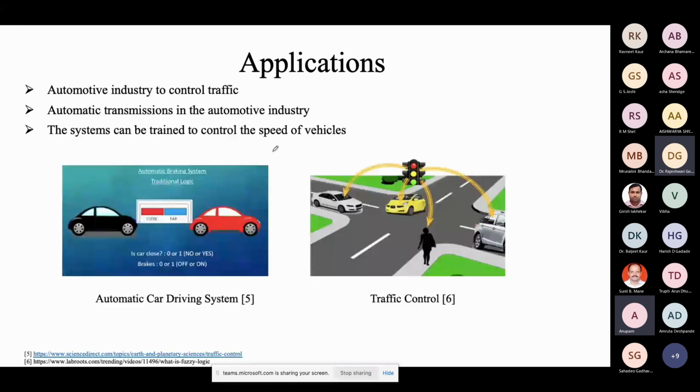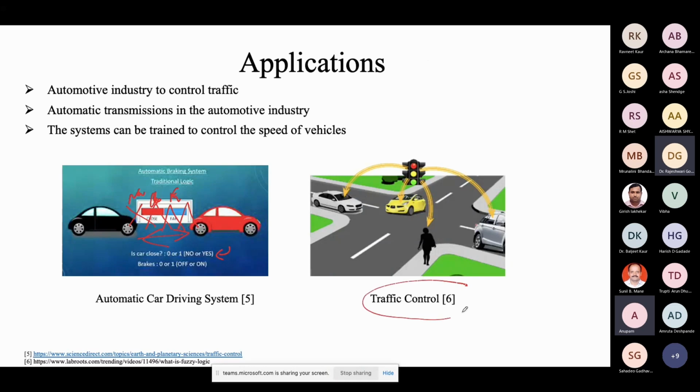Next one is an application: the automatic car driving system, which I just explained. Suppose two cars are approaching each other. In the case of crisp logic we have two answers, 1 and 0, right? 0 stands for brakes applied, 1 stands for brakes not applied, right? But in the case of fuzzy we have various answers, like how far it is: close, far, more far, nearer, and that kind of function we can make, so that it can work in a physical way, right?